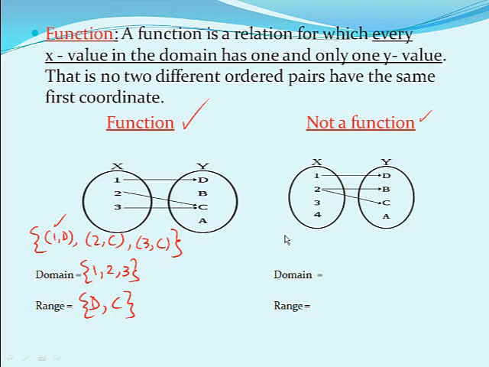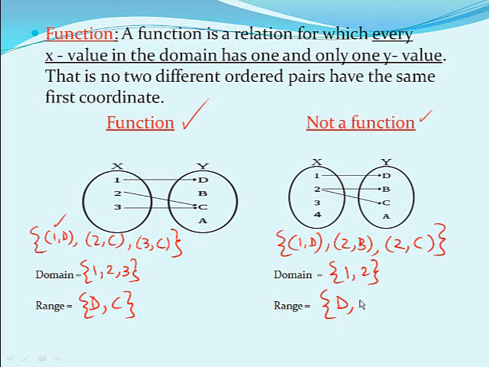The arrows in the second diagram can be translated as the relation containing the ordered pairs (1, D), (2, B), and (2, C). So the domain of this relation is the set {1, 2}, and the range is the set of second coordinates, that will be D, B, C. In a function, this kind of arrows are not allowed. So that is what we need to notice here.